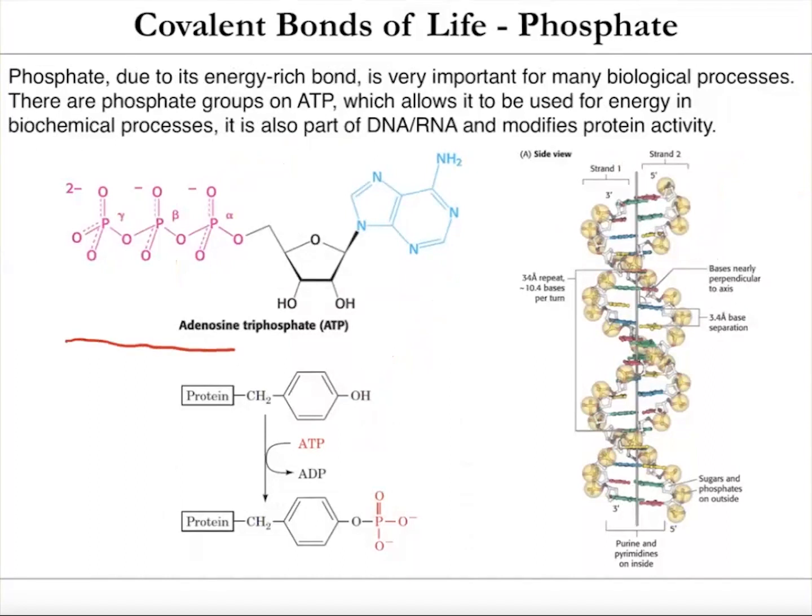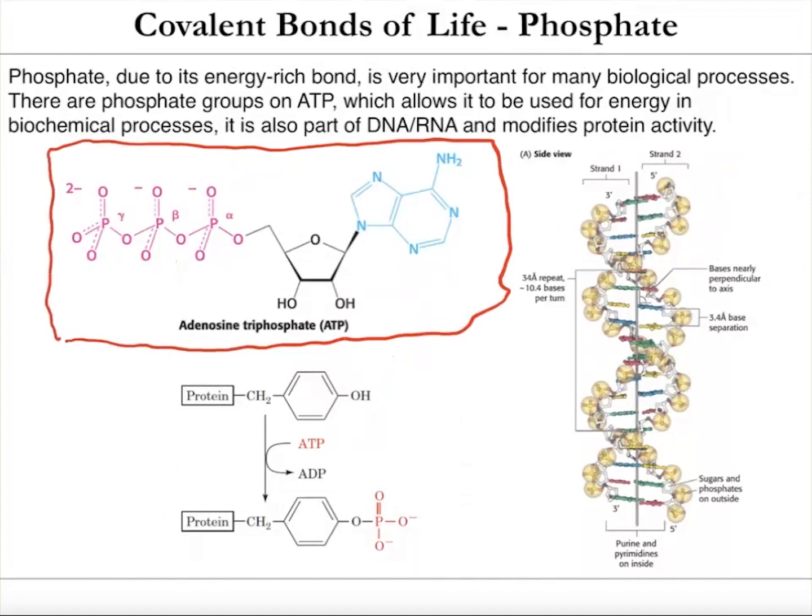We've already mentioned a little bit about this molecule ATP. This is actually a nucleic acid, and it's the universal energy currency used for all living systems. What I mean by that is it's a very energy-rich molecule that you can use to drive chemical reactions that require an input of energy.